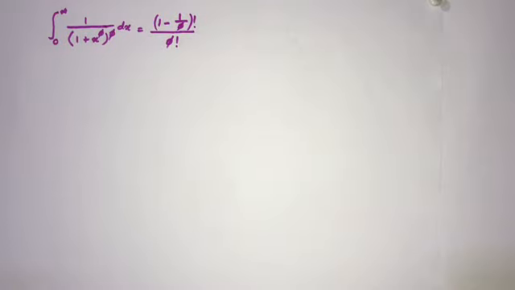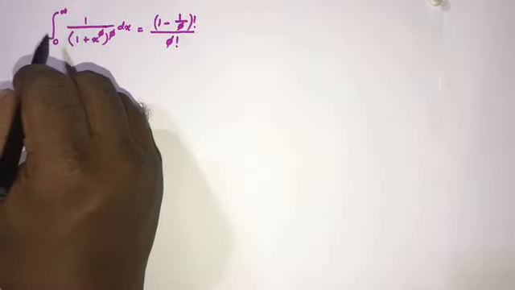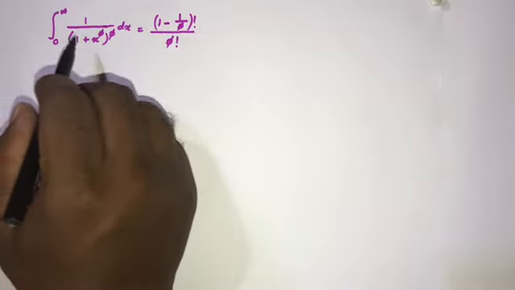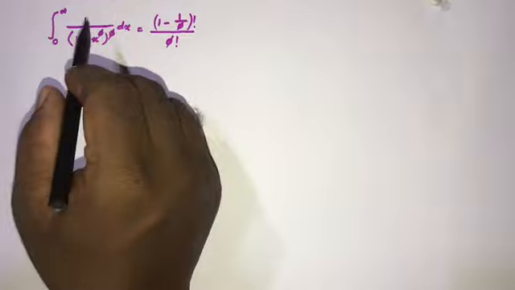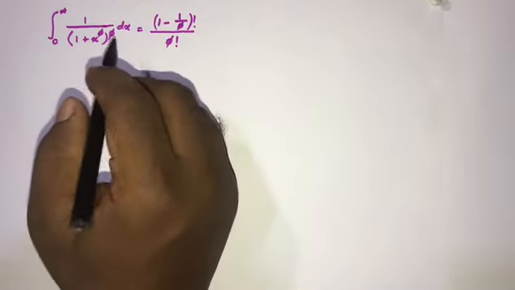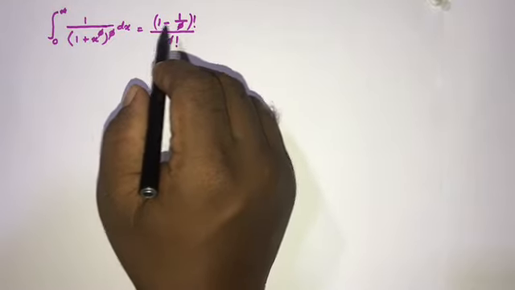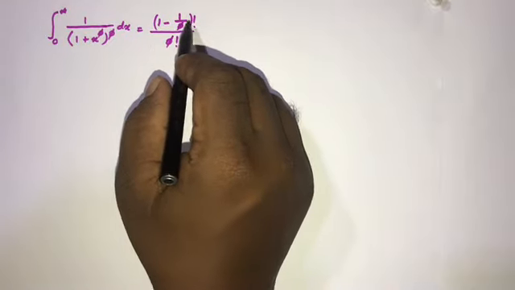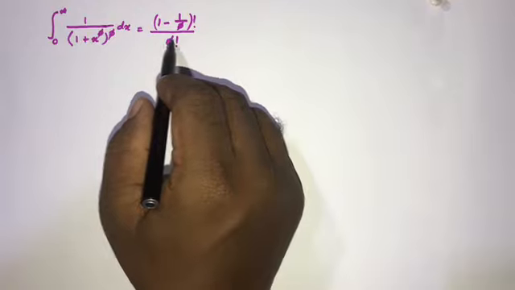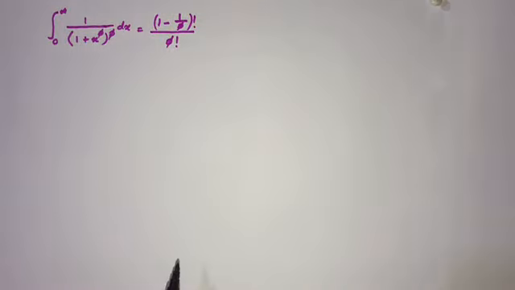Today we are going to solve another beautiful integral from 0 to infinity of 1 over (1 plus x to the 5) dx. We know 5 is a golden ratio. The integral is equal to, the answer is, 1 minus 1 over golden ratio factorial over golden ratio factorial. Well, how to begin?